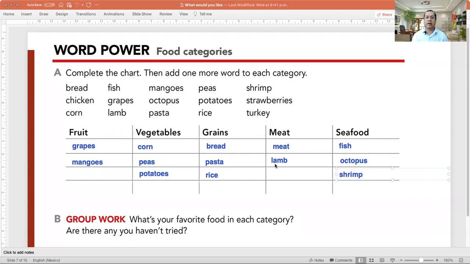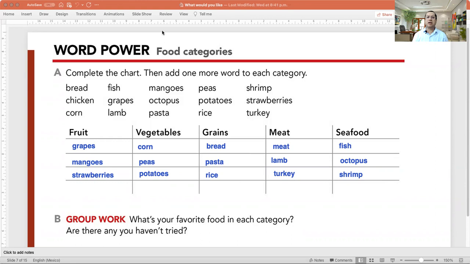Next one, strawberries. That's a kind of fruit. So let me put over here, strawberries. They go there. And turkey, that's some kind of meat. Turkey. Right? We just got all of them correct.